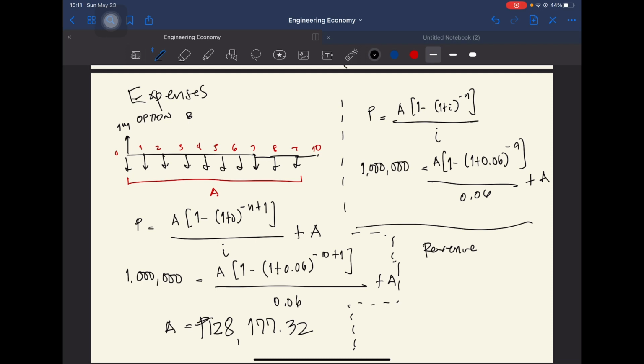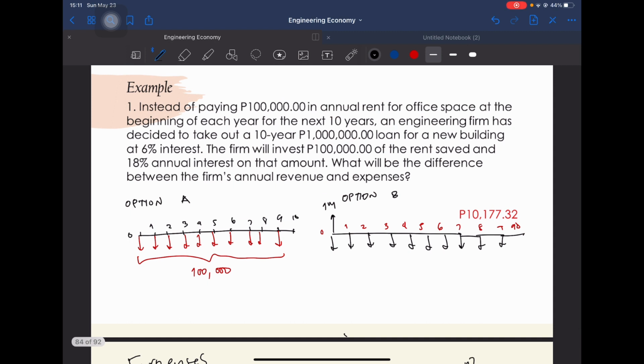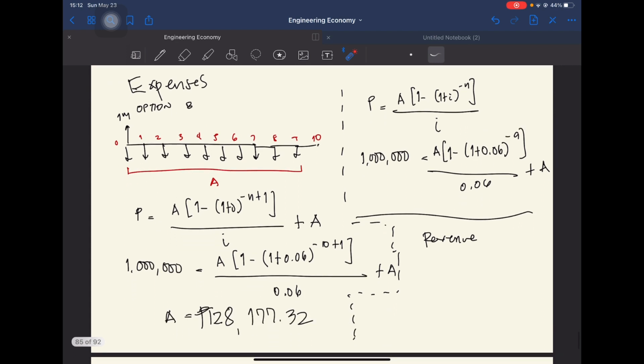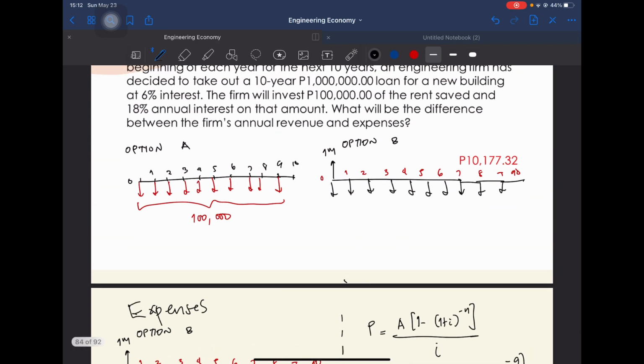Now, sa revenue, magkano yung pera na pumapasok sa kanila? They have 100,000 every year. Kasi nga, di ba yun yung option 1 nila? They have 100,000 pesos every year. Plus, tumutubo yan ng 18% annual interest. Kasi ininvest nila yan eh. Okay? Imbis na pambayad nila ng rent yung 100,000, bumili na lang sila ng building. Tapos, yung perang hawak nila, ginamit nila yon para patubuin so they can have more money. Okay? Ang tinatanong is difference between revenue and expenses.